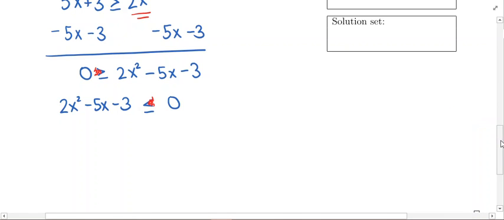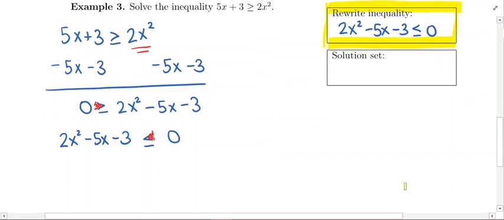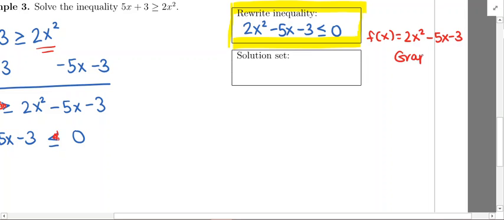Going forward, this is the inequality I'm going to work with: 2x squared minus 5x minus 3 is less than or equal to 0. This is what we need to focus on. The non-zero side becomes our f of x. So I'm going to write over here in red, f of x is going to be 2x squared minus 5x minus 3. We are going to graph this parabola.